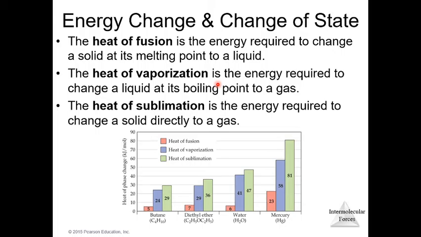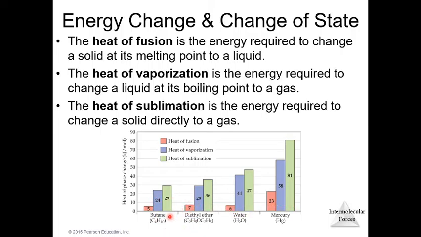Okay, so the heat involved with these energy changes. If we're melting a solid, the energy required to melt it is called the heat of fusion. If we want to boil a liquid, the energy involved is called heat of vaporization. If we want to put energy in to turn a solid directly into a gas, that's your heat of sublimation. And here in my chart below, I have various heats of fusion, vaporization, and sublimation.